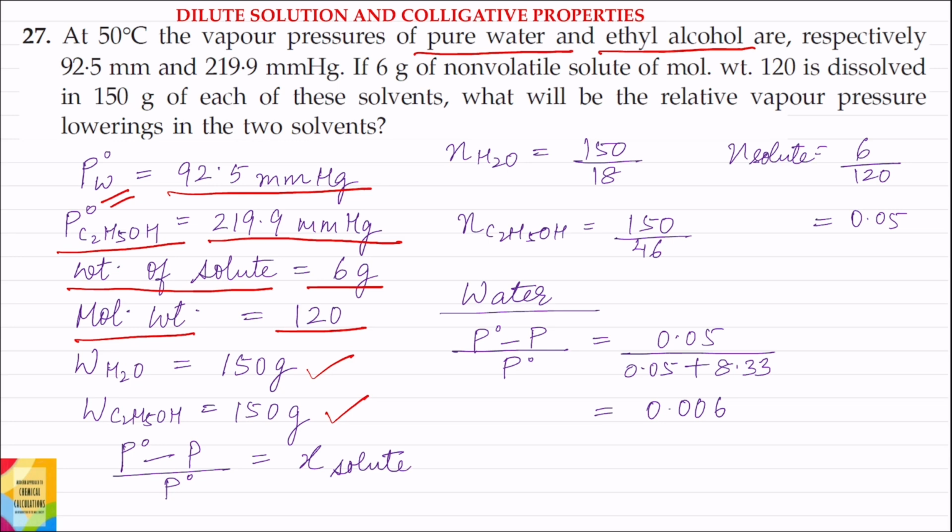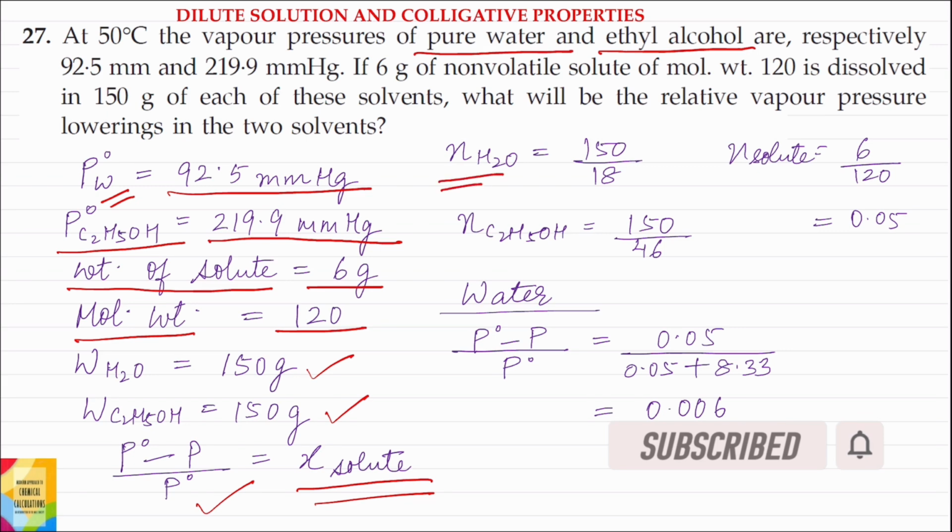Now, when this solute is dissolved in water and in ethyl alcohol, then there will be a lowering of vapor pressure of water and ethyl alcohol. So we have to calculate what is the relative lowering of vapor pressure in case of water when this 6 gram of solute is dissolved in water, and the relative lowering of vapor pressure of ethyl alcohol when this 6 gram of solute is dissolved in ethyl alcohol. Now the formula applied will be the relative lowering of vapor pressure is equal to mole fraction of solute.